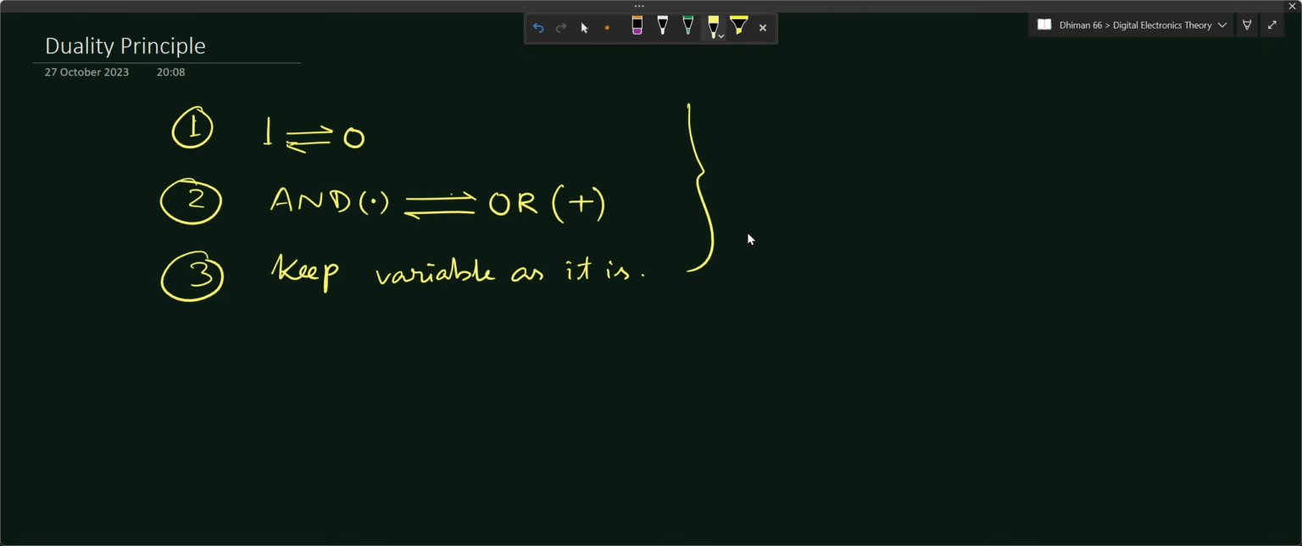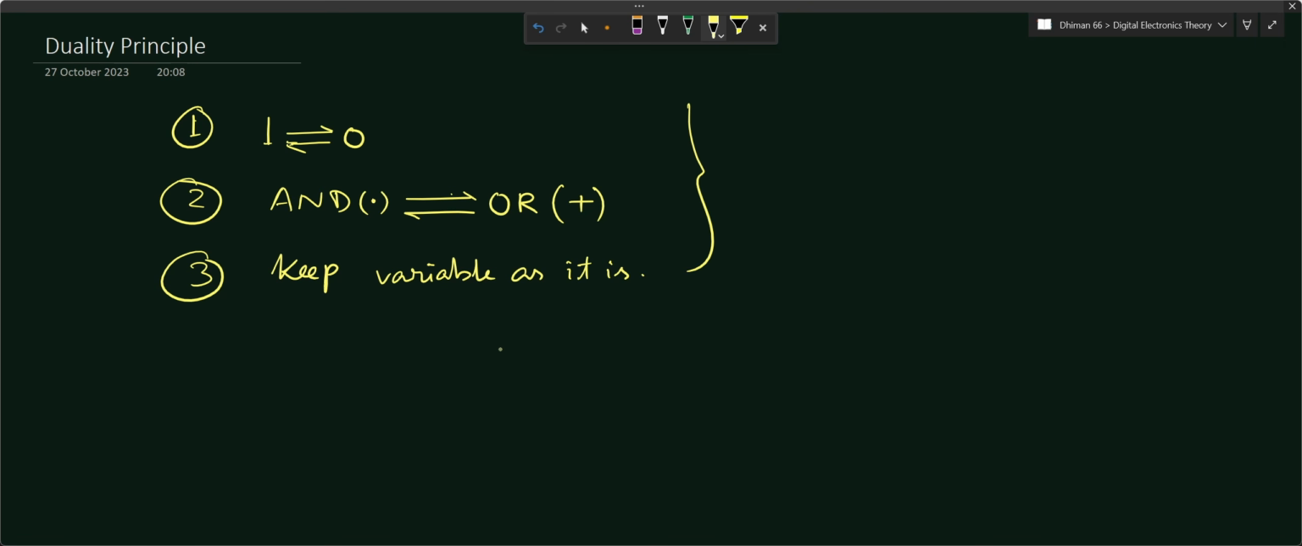Next, if we are given a circuit with an NPN transistor, then that NPN transistor will be replaced with a PNP transistor. I hope you are familiar with PNP and NPN transistors, or we can say MOS also. The third point: when we have an NMOS circuit, it will be replaced with a PMOS circuit. Then the duality principle will be applied, or then we will find the dual of the given expression.